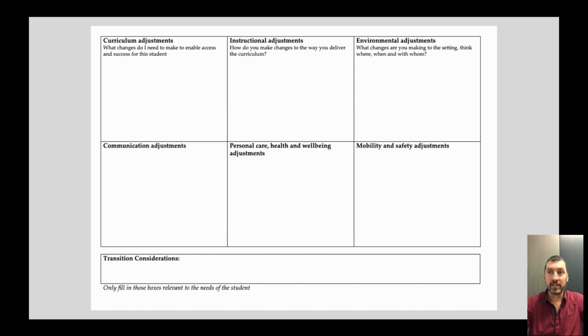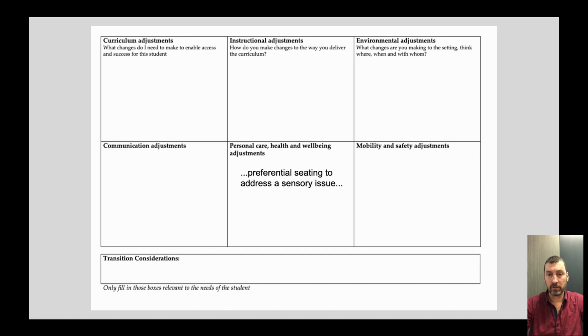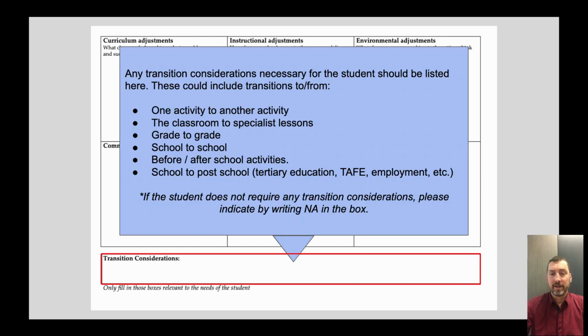One note about this page that might make things a bit easier. Don't get too hung up on which of the 6 boxes to put a particular adjustment in. For example, would you put a statement about preferential seating to address a sensory issue in the environmental or personal care, health, and well-being box? Technically, it could go in either, so don't waste your time trying to work out which one is the best. All that really matters is that it goes on the learning plan. The transition considerations box is where you document any adjustments related to the times of transition.